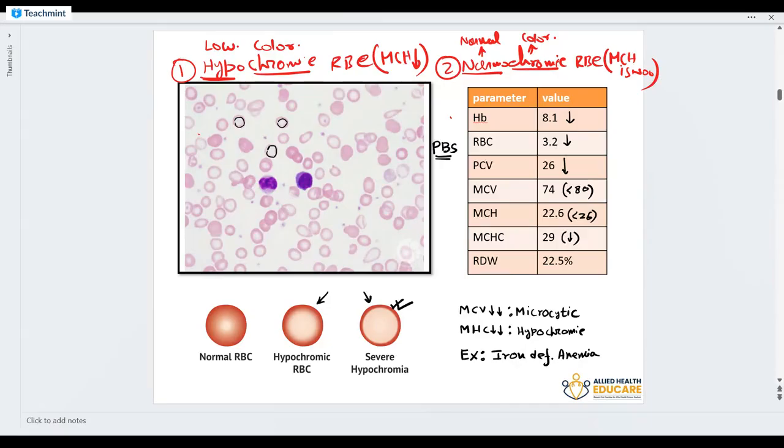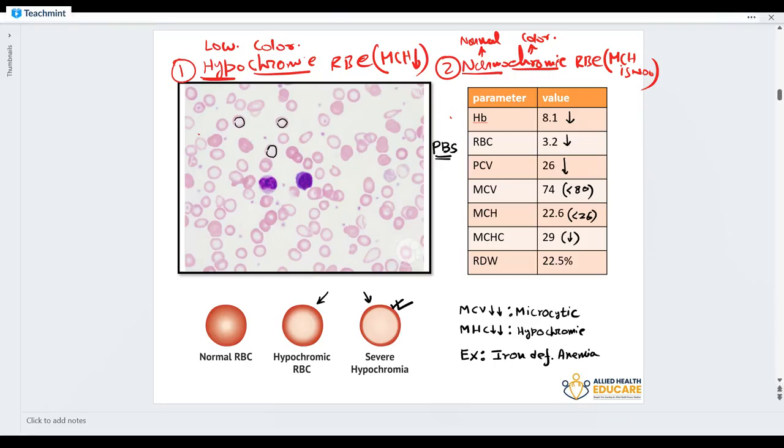But RDW. Now, what is RDW? RDW stands for red cell distribution width. What does it mean? RDW means there is a variation. If RDW is high, it means there is a variation between the RBC sizes.